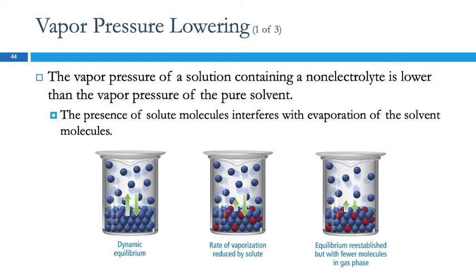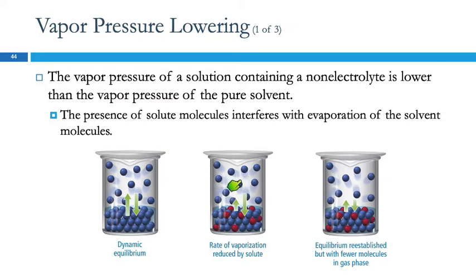So the vapor pressure is also affected. Let's think about this. Here we have the dynamic equilibrium. We have a closed container with things evaporating and things condensing. And so the partial pressure of the solvent here is the vapor pressure, right? If we put some solute particles in this liquid, that's going to reduce the number of particles at the surface and is going to cause the rate of evaporation to decrease.